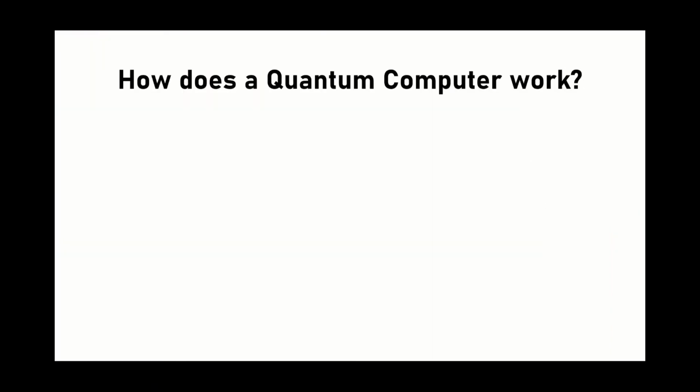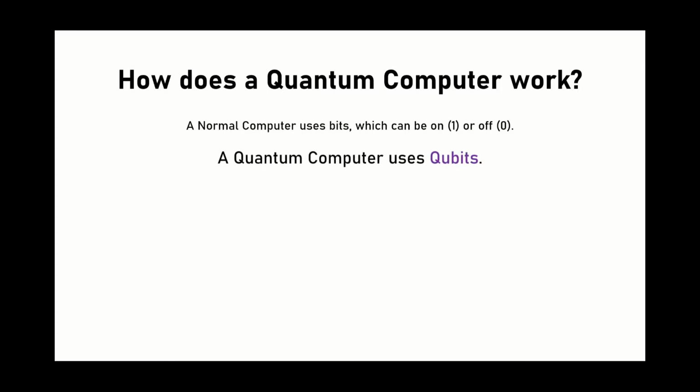So how does a quantum computer work? Well, a normal computer uses bits, which can be 1 or 0, on or off. A quantum computer uses qubits. Now, it can either be up, 1, or it can be down, 0. However, superposition allows us to have a combined state of 1 and 0.